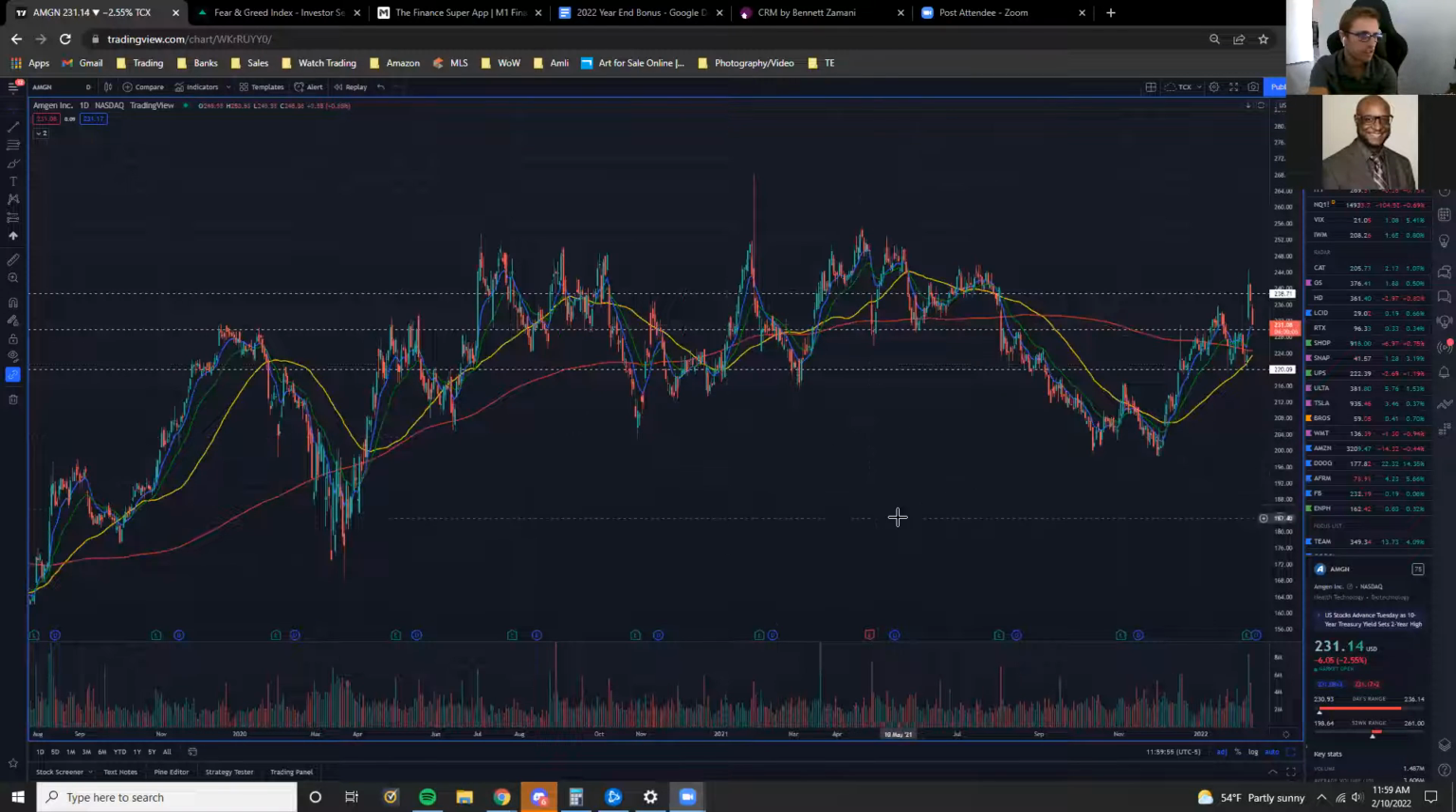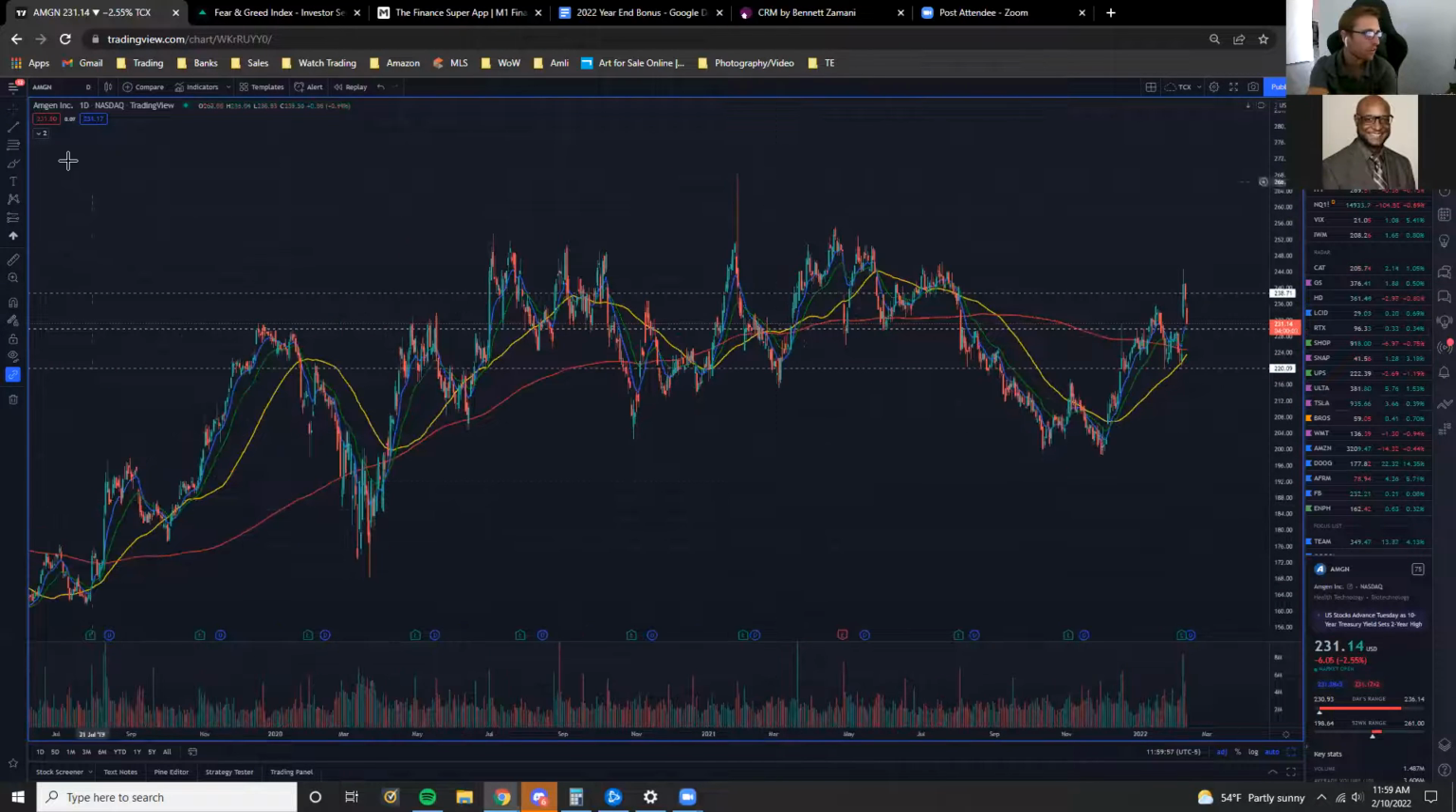Can you see it? All right, so for Amgen, I can see that there's some resistance starting to form here. There's sort of this level right here that I mapped out, but it actually doesn't look that great anymore. Here, let me delete this one.